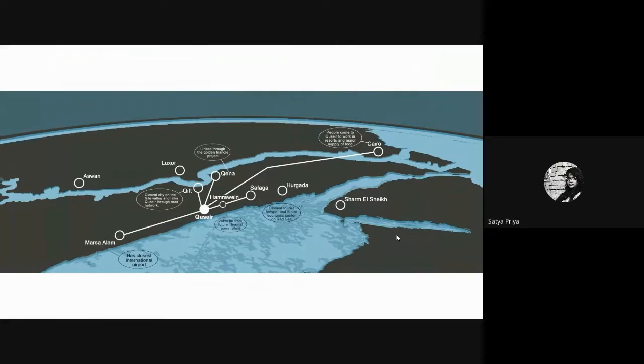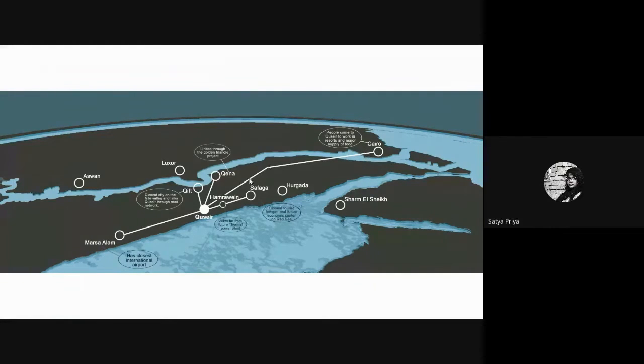First, we are trying to understand how Qussair is linked to different cities at the international and regional levels. Right now, we see the Red Sea, the Nile, and this is where Qussair is. Qussair is linked with the capital, Cairo, in that a lot of people from Cairo come to Qussair to work in the resort areas, and the major food supply is from Cairo. Around 75% of the food comes from Cairo.